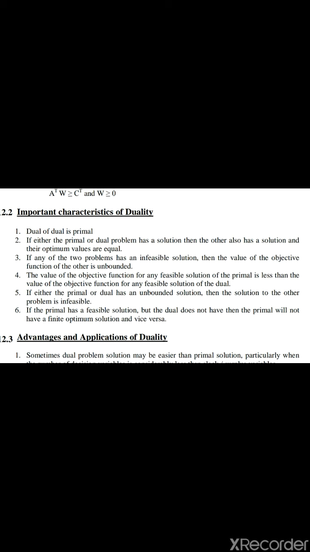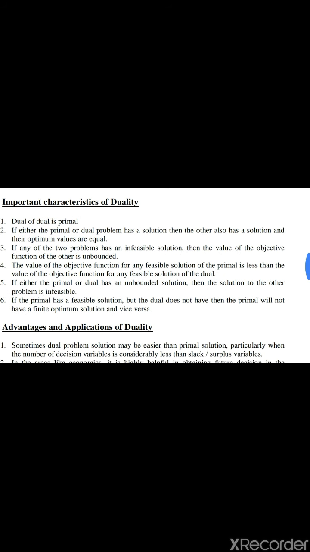Next, fifth characteristic is that if either the primal or dual has an unbounded solution, then the solution to the other problem is infeasible. Example, if primal has unbounded solution, then the solution of dual is infeasible and vice versa.